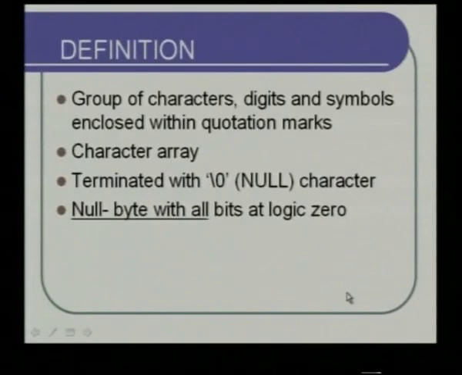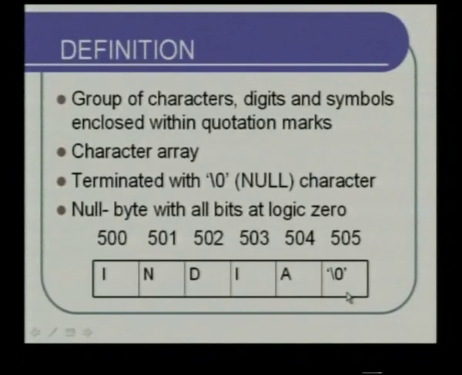So, for that reason every string is terminated with a null character, which identifies that the string is complete. So, what is this null? A null is nothing but a byte, that is, it has 8 bits. When all the bits are set to logic 0, that is called the null value. That means it has no value or meaning. It is simply there to depict that there is nothing in it. So, this represents the end of a string.